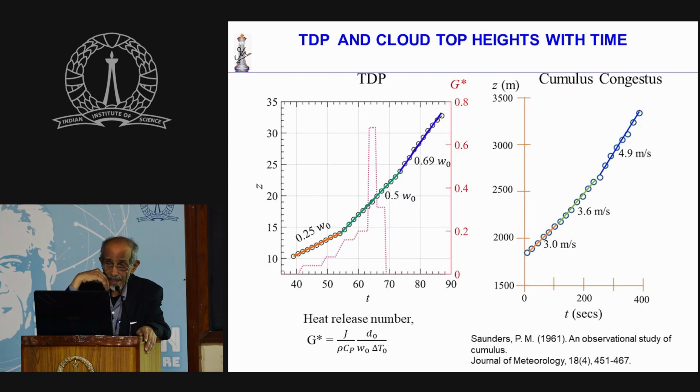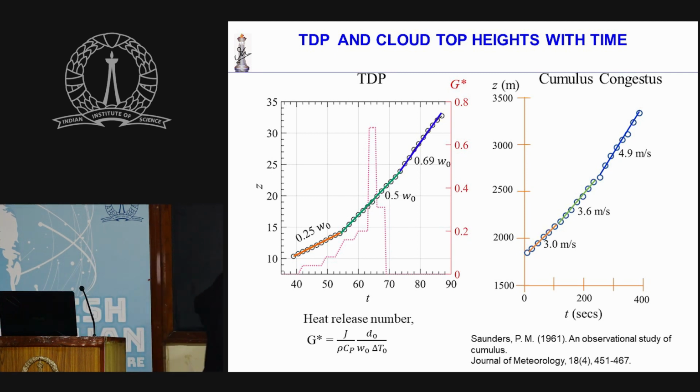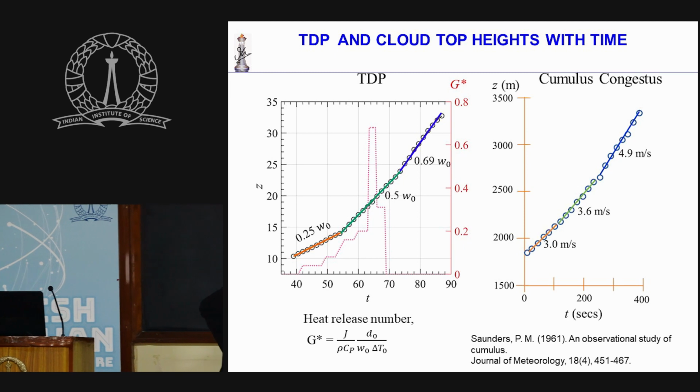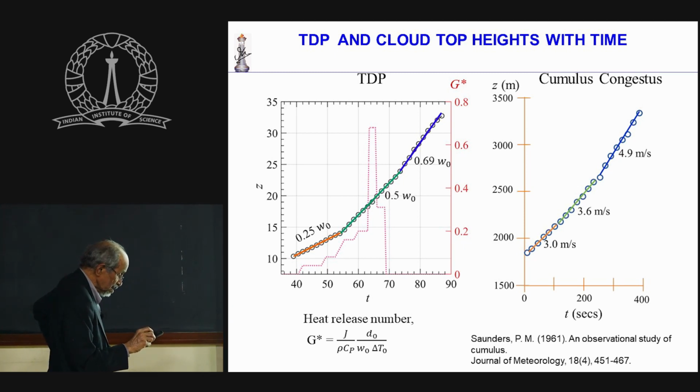Here is one direct comparison we can make after looking at the literature between what has been observed on real clouds and what's been observed in the lab. Well, the one on the left here. This is an atmospheric measurement of a cumulus congestus. This is also a cumulus congestus. And you can see that there are three regions there which the observers actually point out.